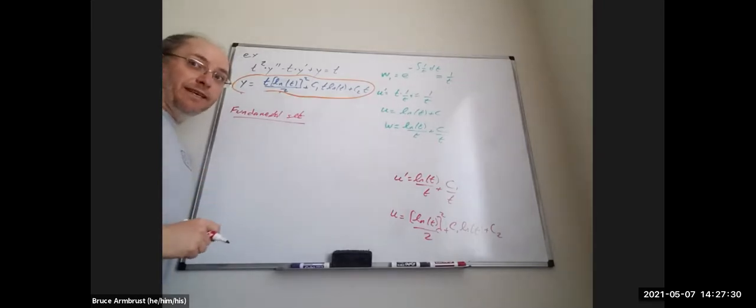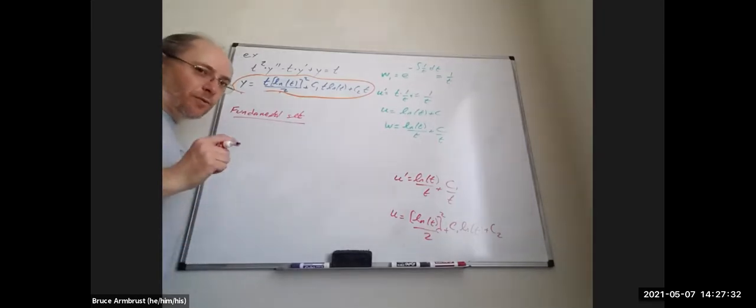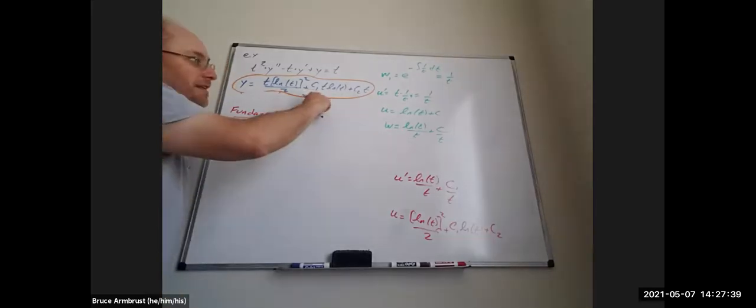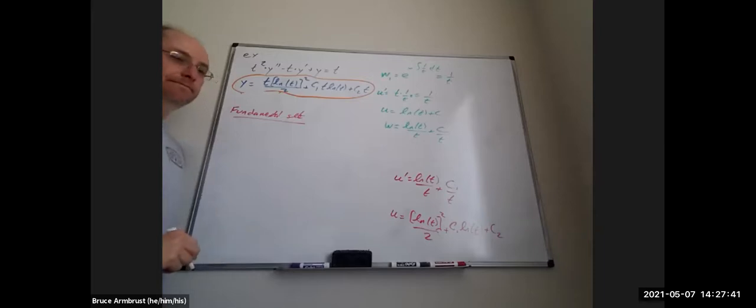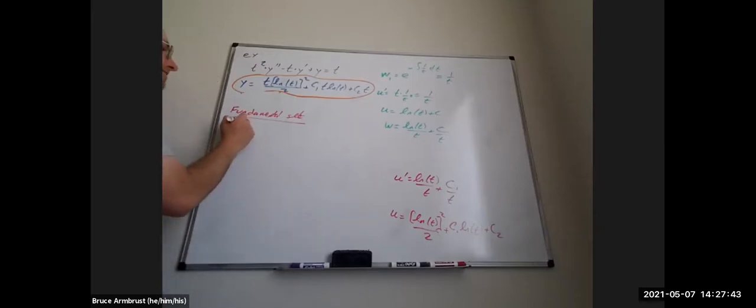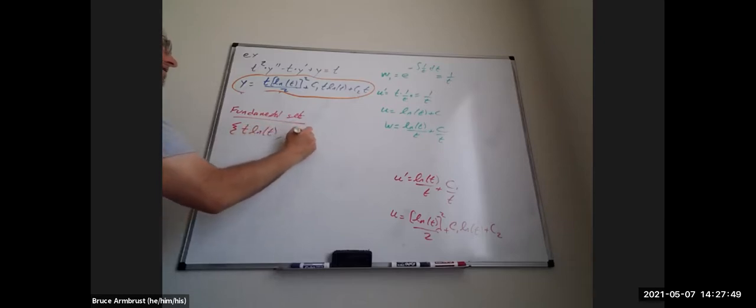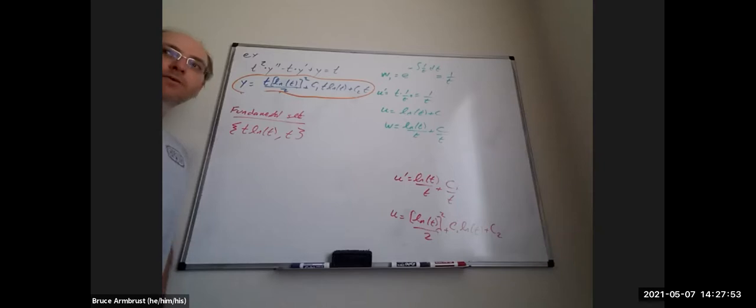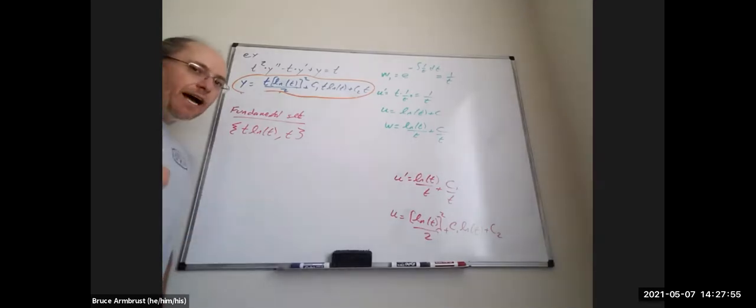Because think about in general when we did this. What's always put on the y1 and y2? The c1 and the c2. So here is a fundamental set of solutions to the homogeneous: t natural log of t and t. We already knew t was. I told it to you.